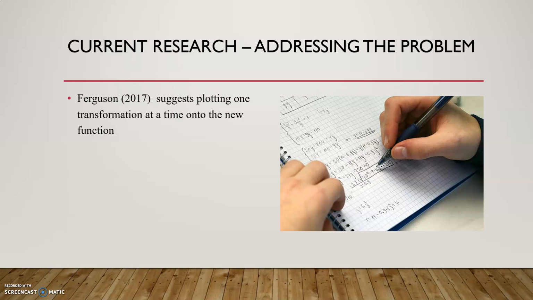When we're addressing the problem, Ferguson suggests plotting one transformation at a time onto the new function. For example, if there's a function where we have a vertical shift, a reflection, and also a compression, he suggests first shifting the graph up, and then from our new graph, he suggests using reflection. From our second graph, we can then do a translation. So we are doing the graph 3 different times and plotting these points 3 different times.